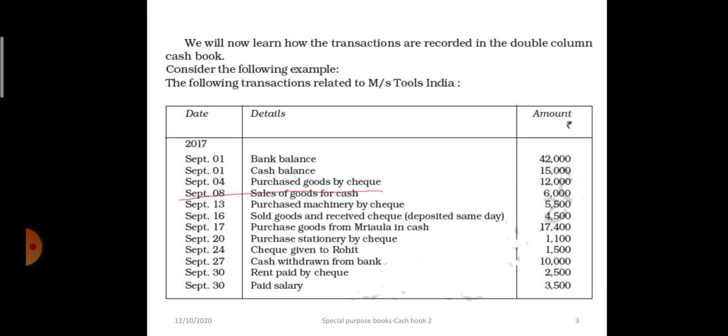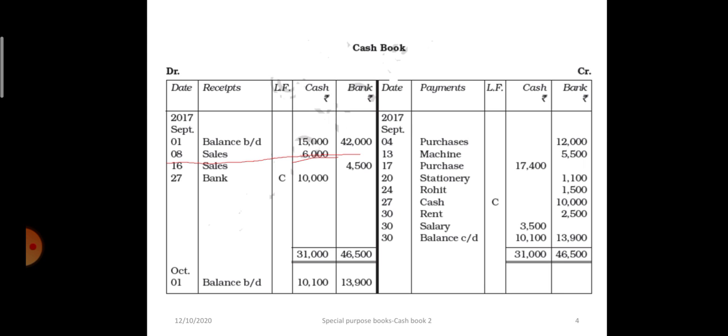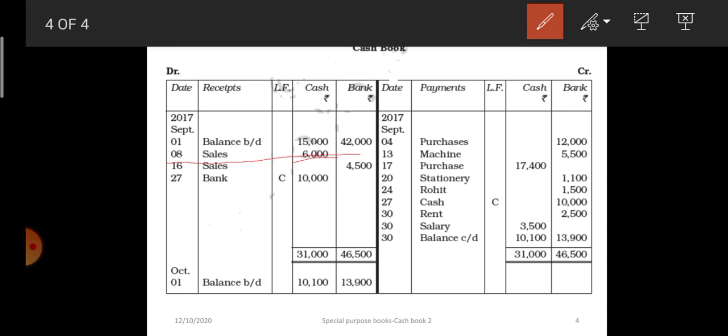Then on September 13th, the transaction says purchased machinery by check. So machinery is purchased and paid by check, so in the bank column 5,500 rupees. When cash is coming in, we record it on the debit side. When payments are made, it is recorded on the credit side.